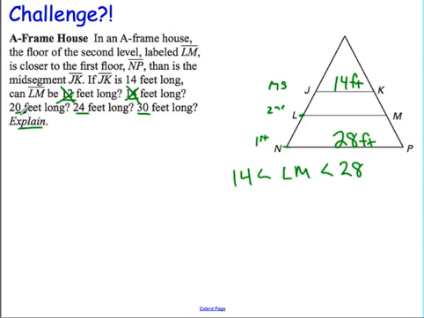Could it possibly be 20? Well, sure. Could it be 24? Yeah, I think so. But there's no way it could be 30. It needs to be somewhere between 14 and 28. So if this is the mid-segment, this is the base, it has to be twice as long, so it has to be somewhere between the mid-segment and the base.